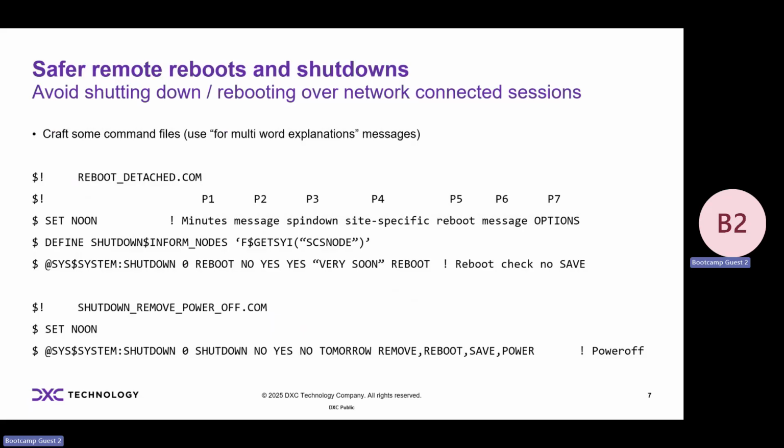Okay, there is an easier, safer way of doing all of this. This is actually documented. So you can create these reboot detached command files. So as you can see, I've kind of explained it out just to help you. So there are 7 parameters that you can pass to shutdown when you call it. So if you write yourself a command file that looks like this, so you can define your shutdown $inform nodes and put in whatever your system is, and then simply call this with any text in there that you want.